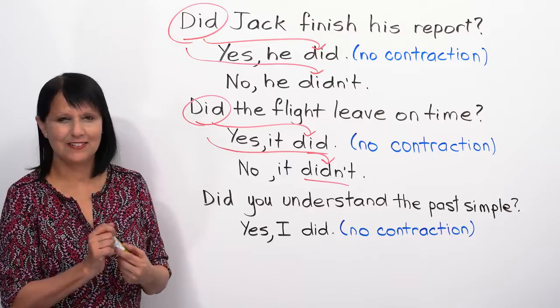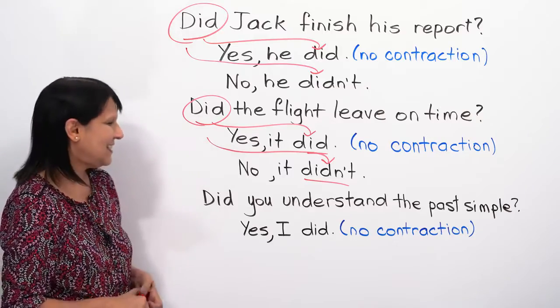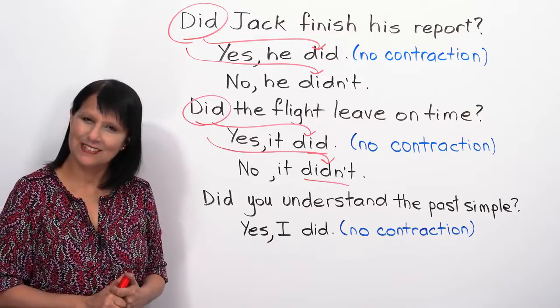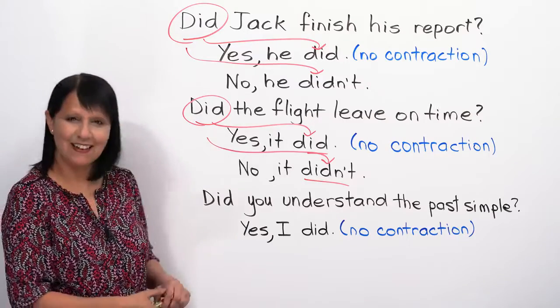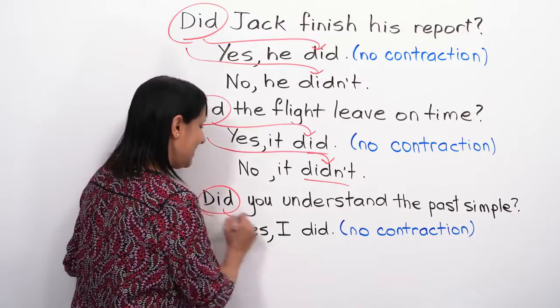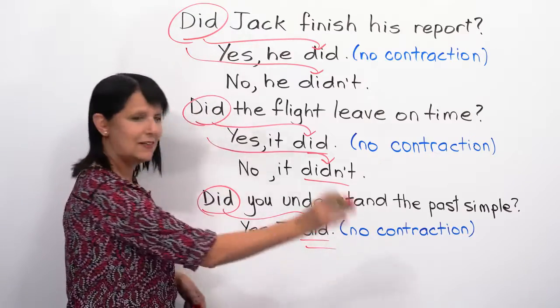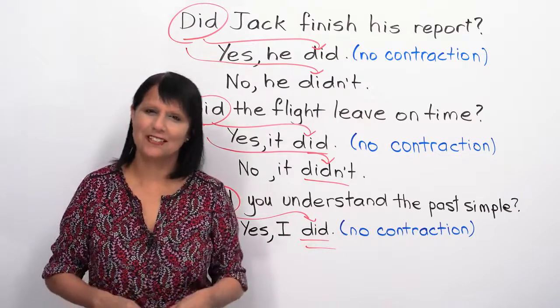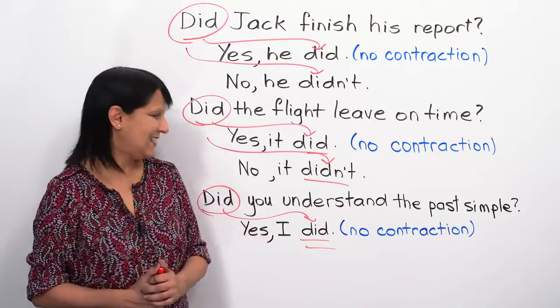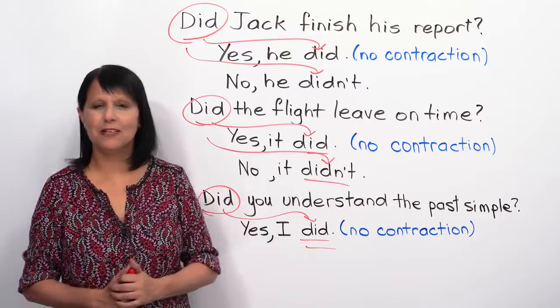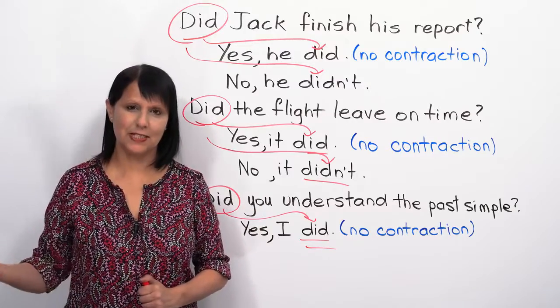All right? And here's the last one for you. And I'm just going to give you one option here. Did you understand the past simple? So I hope you are saying, yes, I did. Right? Here we go. We're not even going to talk about the last option because I'm positive that you have learned quite a lot. All right? So, this is how we give the short answers in the past simple tense.